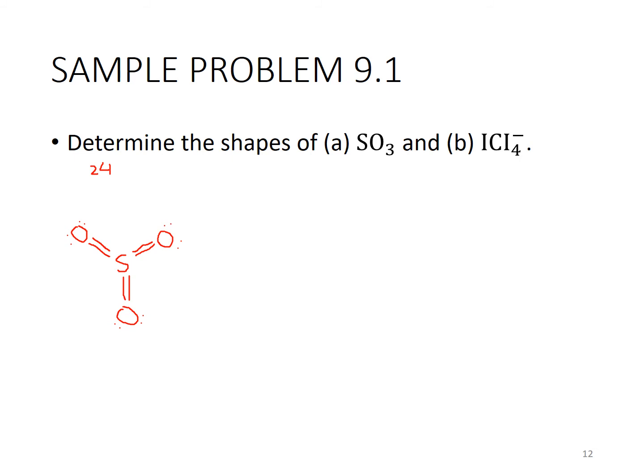So this is the geometry for SO3. So we'd say that there are 3 electron domains. There's this one, and this one, 3 oxygens. So the electronic geometry would be trigonal planar. And that means that these bond angles, since they're all double bonds, should be about 120 degrees. 120 degree bond angles. Okay. So the molecular geometry and the electronic geometry are trigonal planar since there are no lone pairs on that central sulfur.